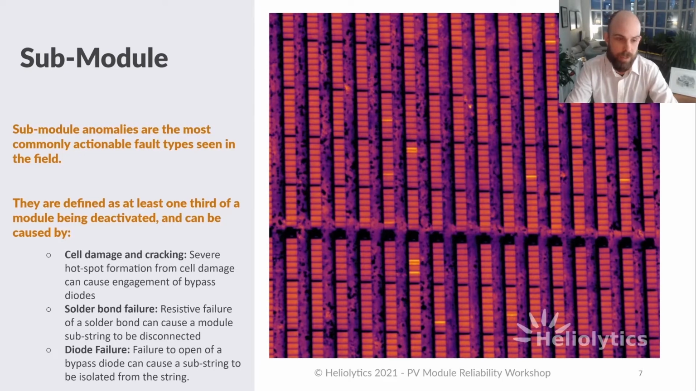And then finally, diode failures. Diode failures are generally what these are blamed on. However, we see that diode failures are at least not the majority of the root causes here. But diodes can fail open, which will cause that substring to become isolated from the rest of the string.